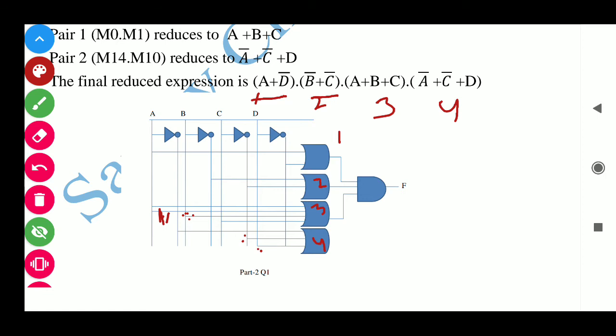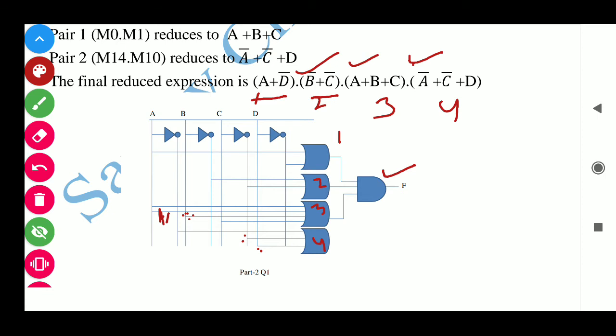Then after this, these 4 OR gates are connected to an AND gate, because we have used their dot operator. You can see here the dot operator, that is the AND gate. So in this way you can draw the logic diagram.